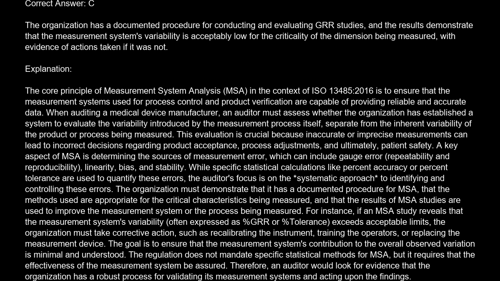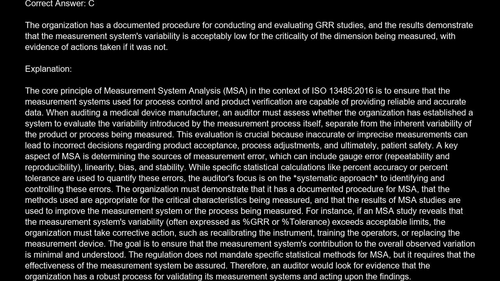13485:2016, is to ensure that the measurement systems used for process control and product verification are capable of providing reliable and accurate data. When auditing a medical device manufacturer, an auditor must assess whether the organization has established a system to evaluate the variability introduced by the measurement process itself, separate from the inherent variability of the product or process being measured. This evaluation is crucial because inaccurate or imprecise measurements can lead to incorrect decisions regarding product acceptance, process adjustments, and ultimately, patient safety.